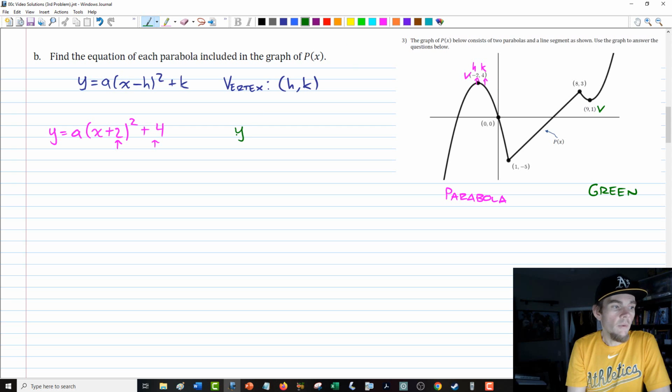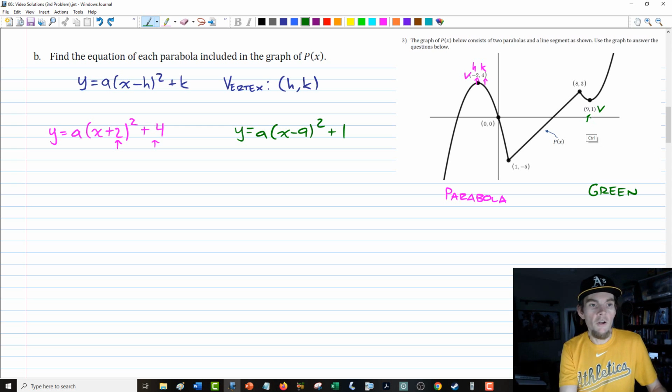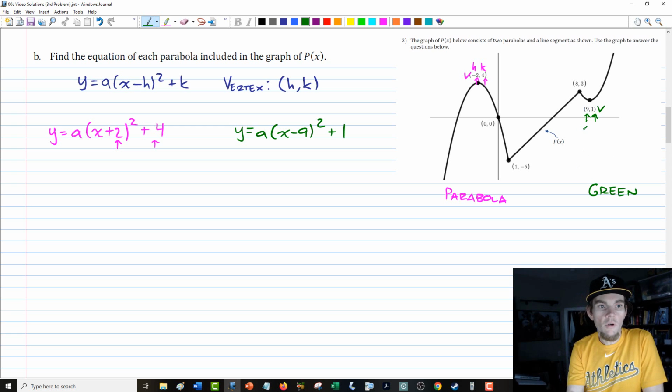Likewise, on the second parabola, we have y equals a times. Our x-coordinate is 9, so x minus 9 squared. And then our y-coordinate was 1, so plus 1. And again, those points, 9, that was a terrible arrow. You can tell it's a Friday and I'm exhausted. So our x-coordinate, or h, was 9, and our y-coordinate, or k value, was 1. So there it is. Those are our two equations.